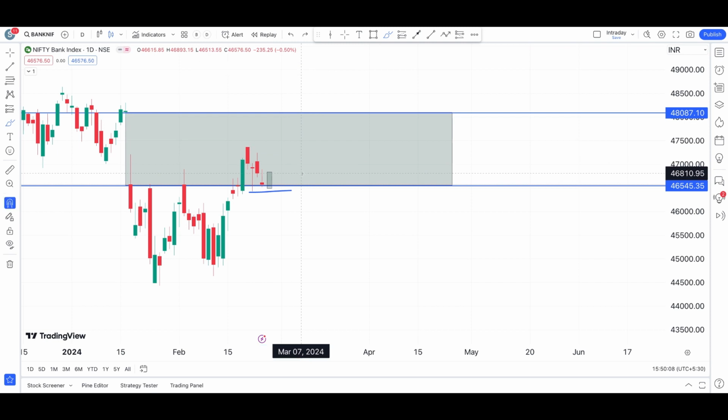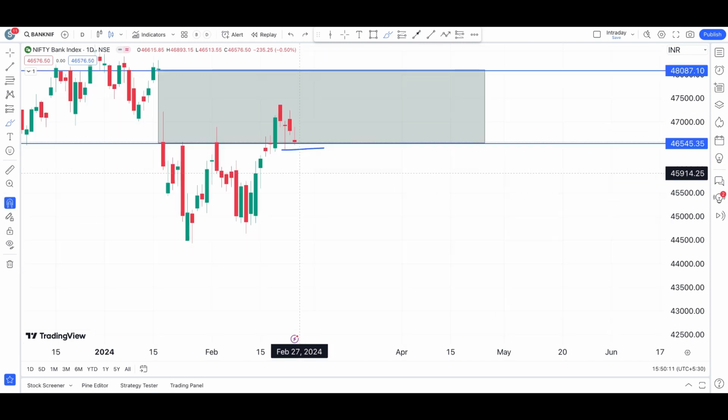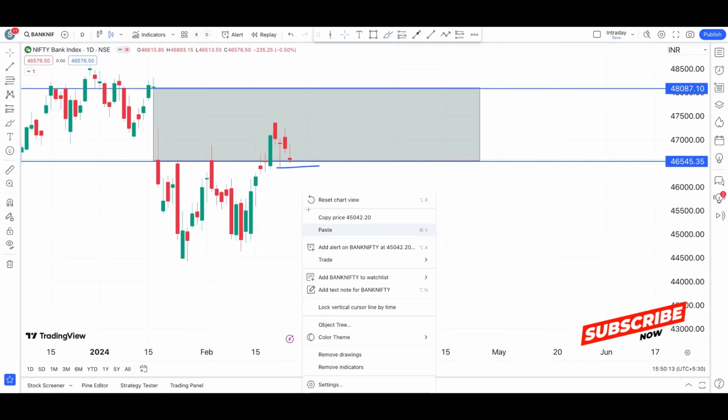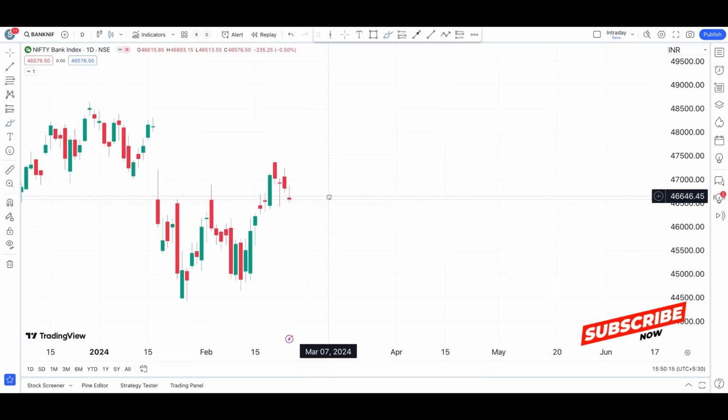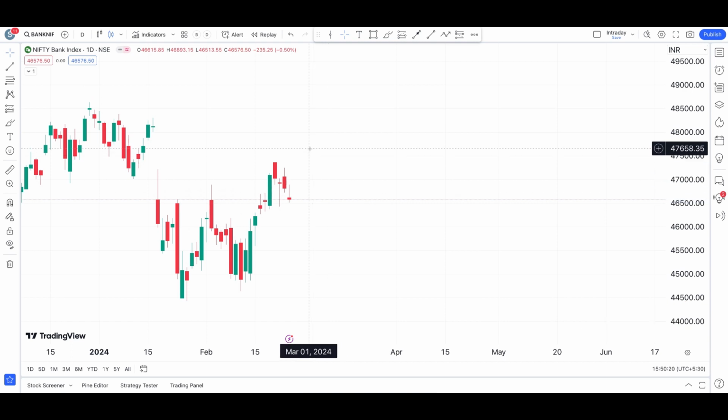So that is how Bank Nifty and Nifty are looking in today's market, and also on the daily charts. Hope you have understood something, and hope you have learned something from today's post market analysis video.